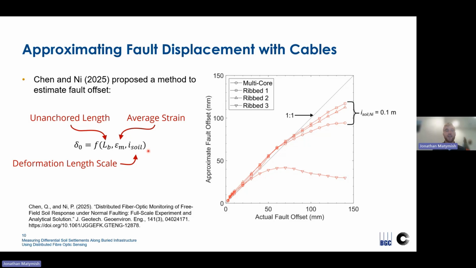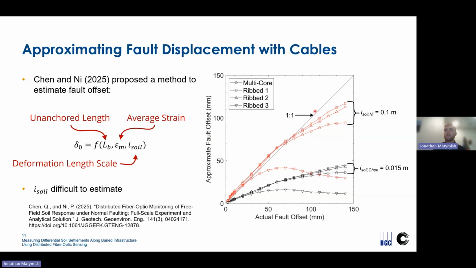Lucky enough for us, we have a previous researcher that has defined I-soil for our apparatus and our soil conditions, and if we use that parameter with our results, we get a reasonable estimate of fault offset, where this solid black line represents a 1-to-1 correlation.